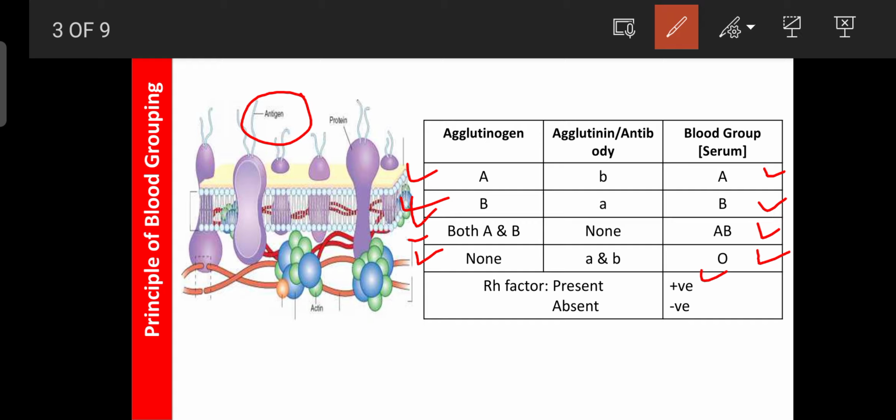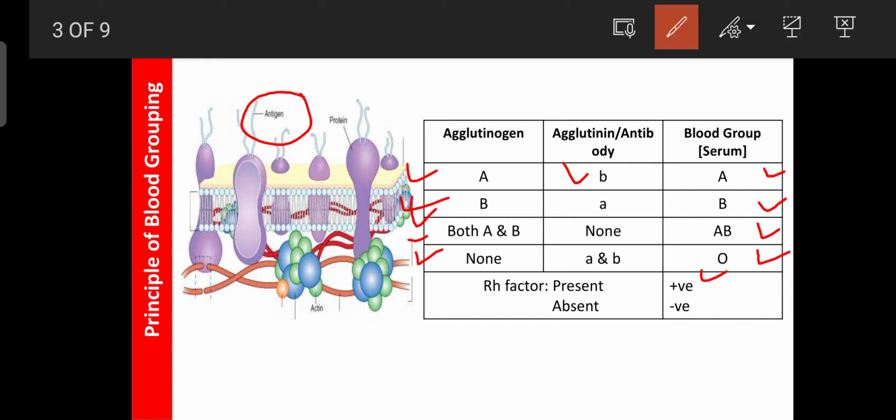Then the antibodies in our blood are also known as agglutinins. These play an important role in the transfusion of blood from one person to another. If a person has antigen A, their plasma contains antibody B. That is why people with blood group A can donate blood to A and AB, but they can receive blood only from A or O, due to the presence of antibodies in their blood.